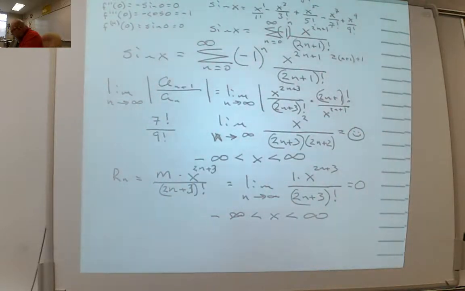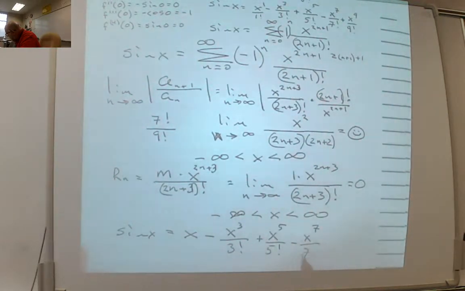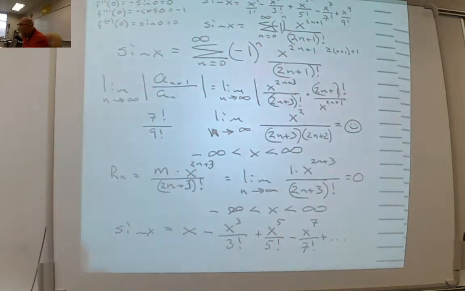So that means the sine of x is equal to x minus x to the third over 3 factorial plus x to the fifth over 5 factorial minus x to the 7th over 7 factorial plus dot, dot, dot. They're the same. Okay? Next page.